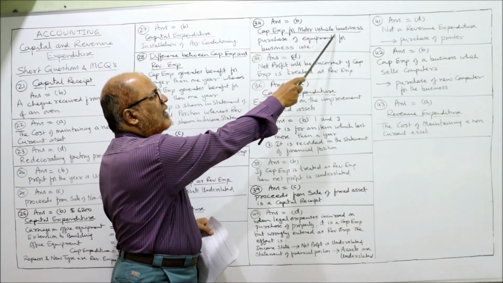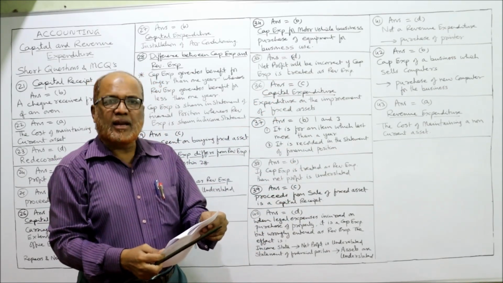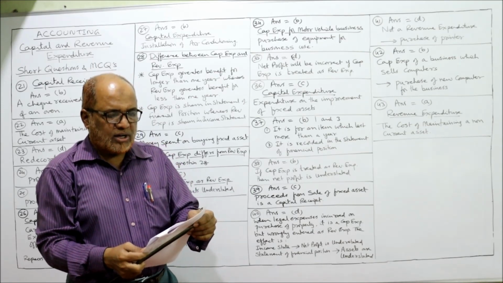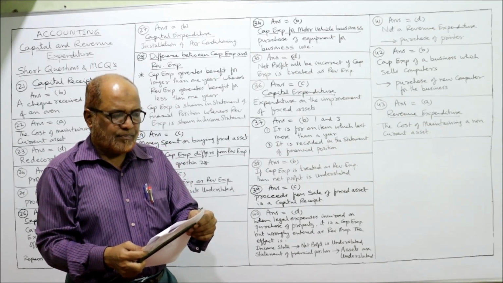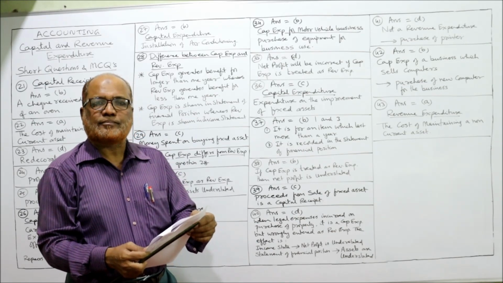Capital expenditure for motor vehicle business: purchase of equipment for business use. Repair and redecoration of business premises, revenue expenditure. Road tax and insurance payment for delivery van, it's a revenue expenditure.